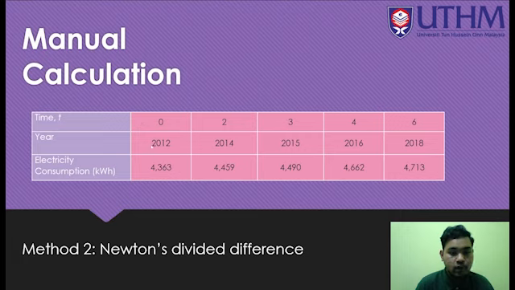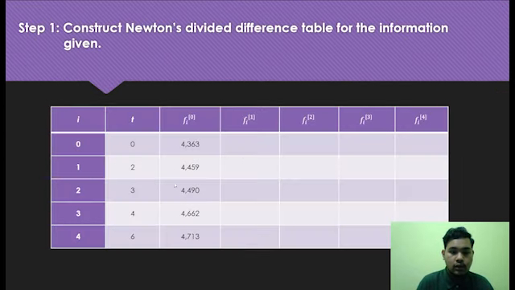So for 2012 we use 0 for initial. 2014 is 2 because the gap of the year is 2. So 2015 is 3, 2016 is 4, and 2018 is 6. We want to find the answer for 2017 here, so T is 5 because 2016 is 4, then 5 and 6. Okay, next we construct the table like this.